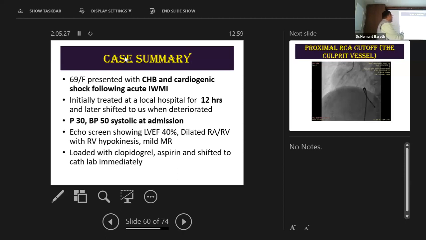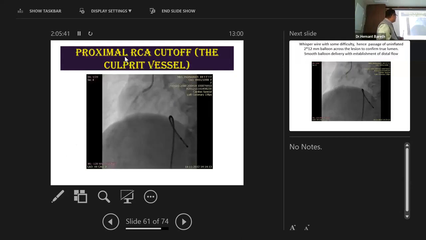As you can see, blood pressure is 50 systolic. Complete heart block present, pulse rate of 30. This is the situation. I think it is not running, but there was a thrombotic cutoff here, you see, in the RCA.